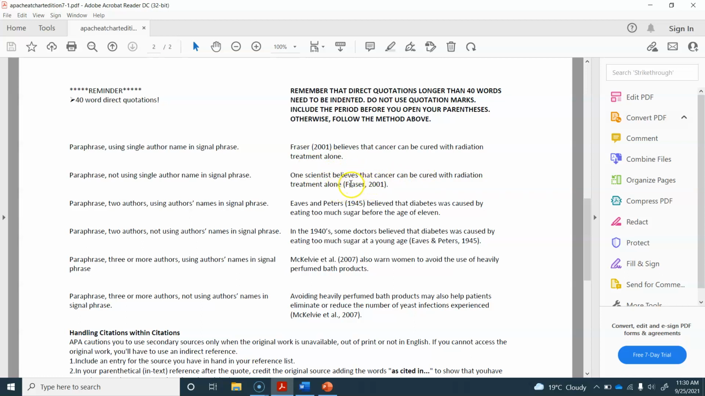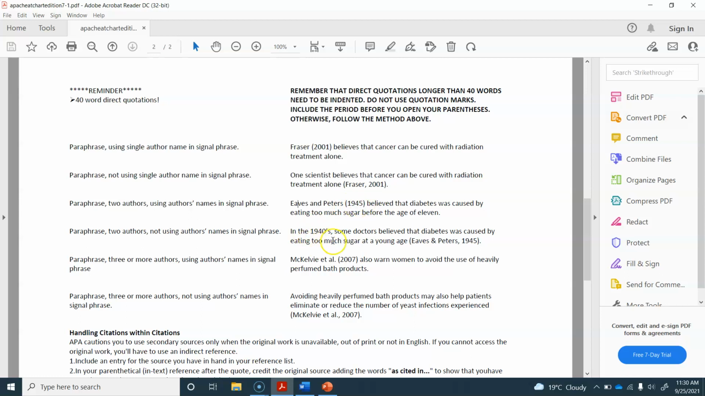Then I would put at the end of my sentence, my author's last name, comma, and then my year of publication, close the bracket, period. If I have 2 authors, I'm going to follow that same rule. So if I'm using the author's names in my sentence, I'm going to put in the first author's name, then AND, then the second author's name, followed by the year of publication.